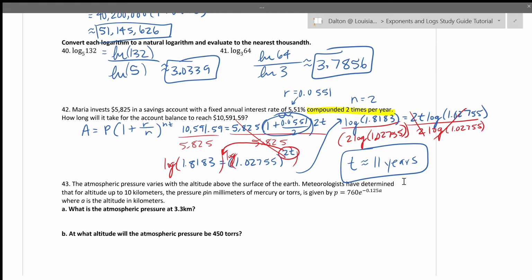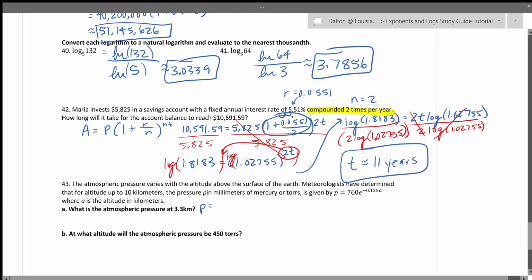So this time I'm solving for pressure. So P equals 760 times e to the negative 0.125. And then the altitude it's giving me is 3.3. So I'm going to substitute in 3.3 for A. And then I didn't say how you're going to round on this question, so I'm going to tell you now, if I haven't already said it in class at any point, but round to the nearest hundredth here.